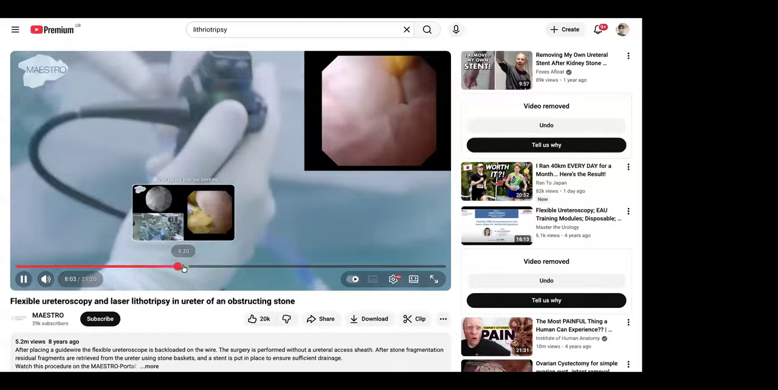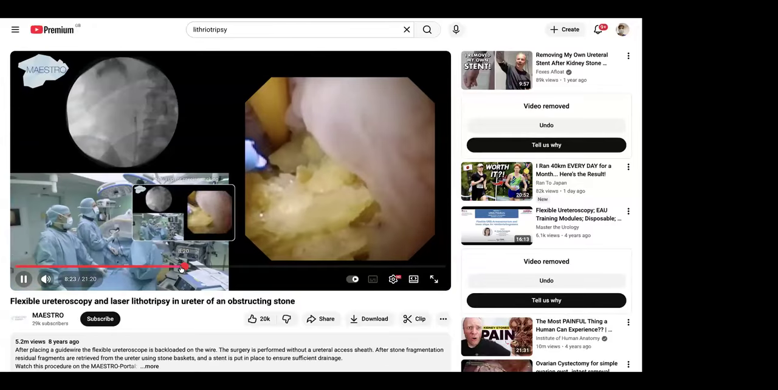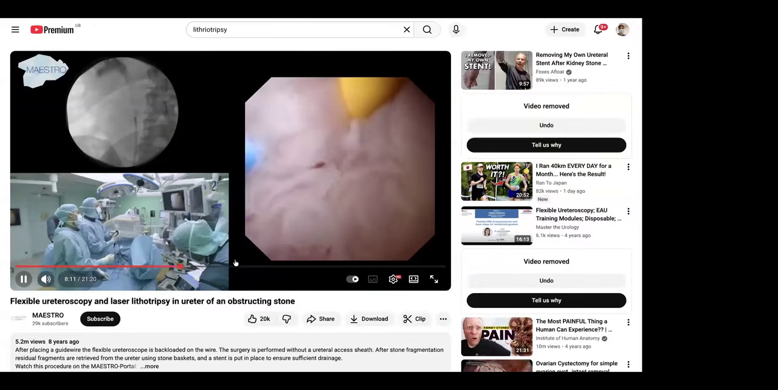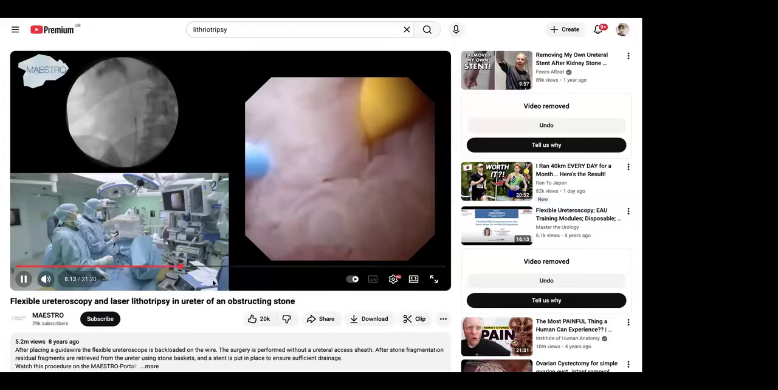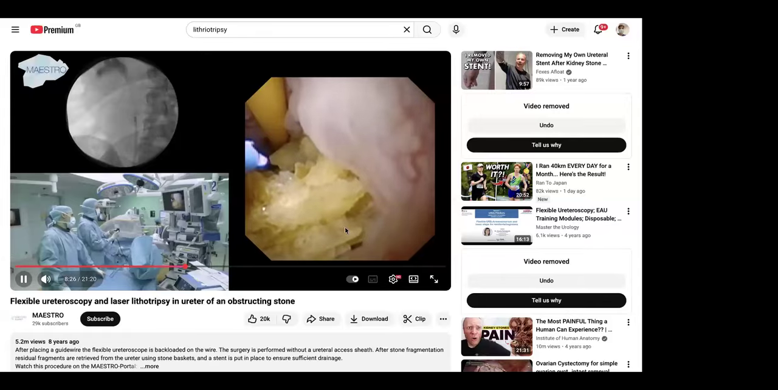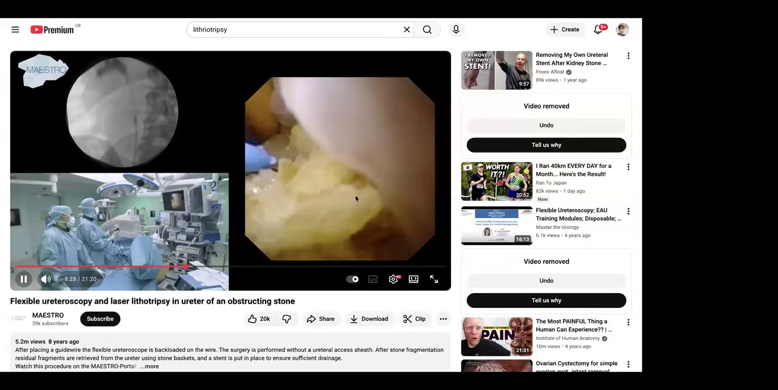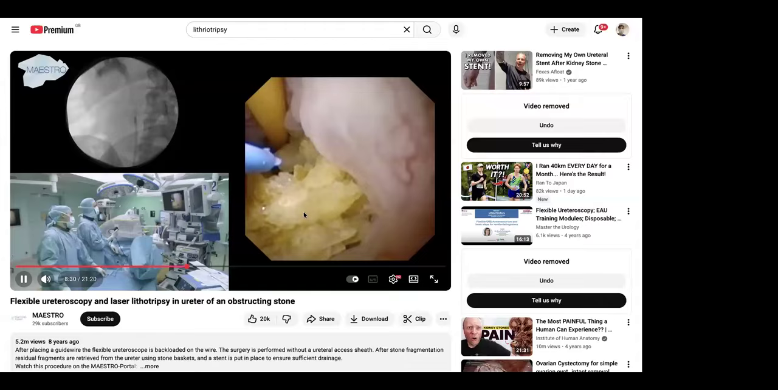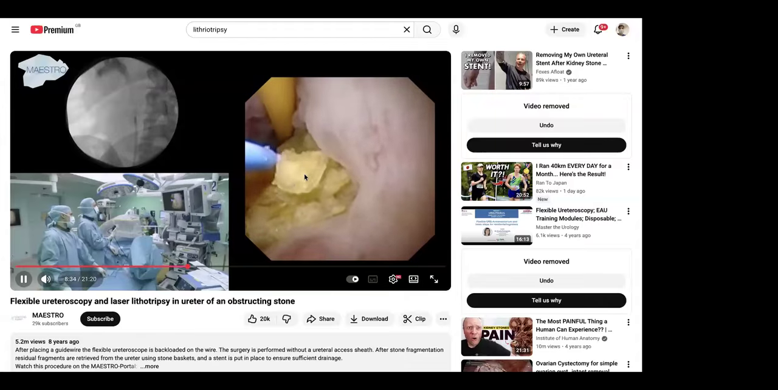So we're going through the ureters here. Going through the ureter, and then you can see on the camera now. Now we start to see the stones. Can you guys see the stone here? These are the stones. This is a ureter. You can see the stone is sitting there.